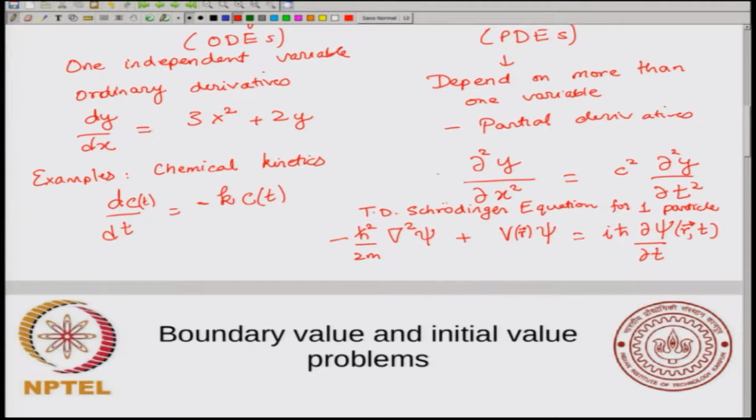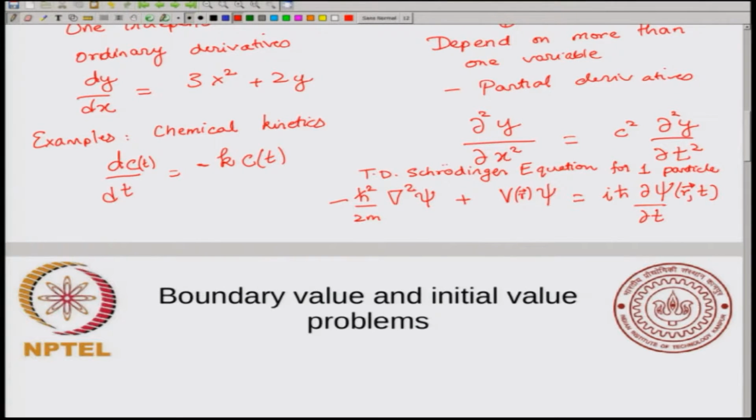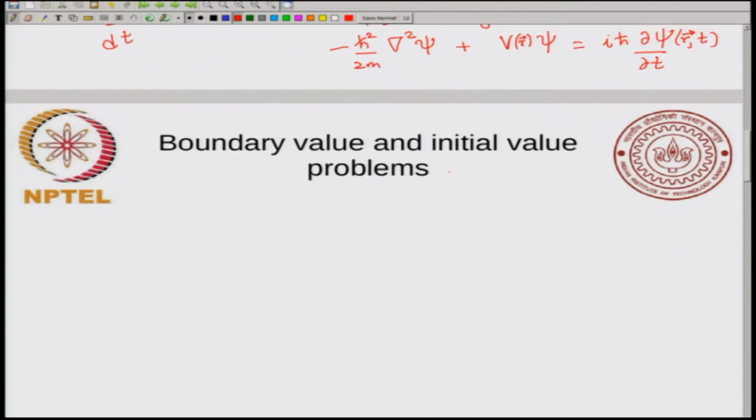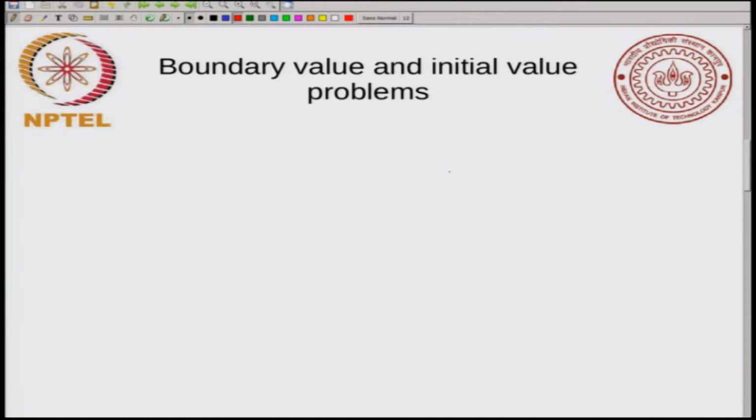Now, I will just mention a couple of problems that you are used to when you deal with differential equations. There are different kinds of problems.